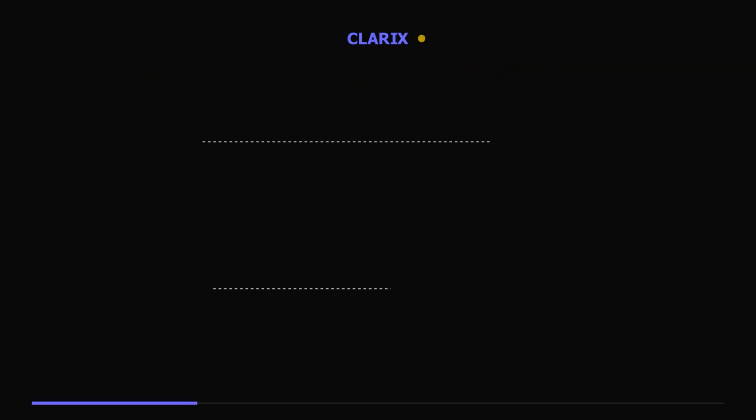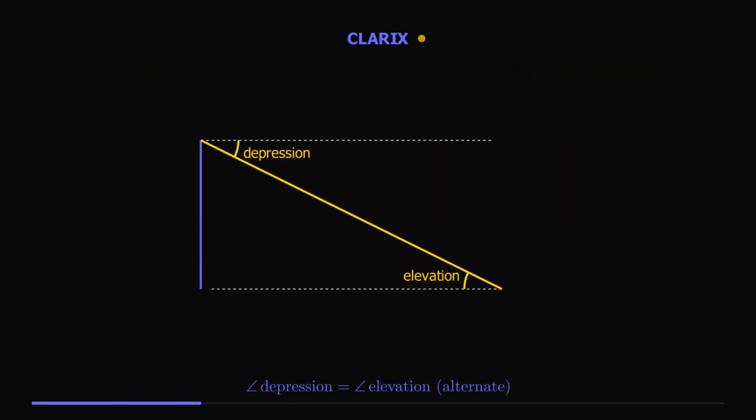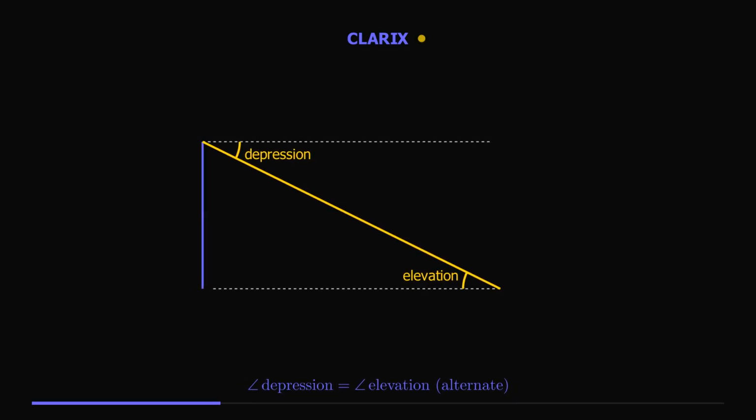Here's the fact that unlocks half the problems. The angle of depression of a point, seen from the top of a tower, is exactly equal to the angle of elevation of that top, seen from the point. Why? They're alternate angles between 2 parallel horizontal lines. So whenever a problem gives you a depression angle up high, you can slide it down and use it as an elevation angle inside the ground level triangle.